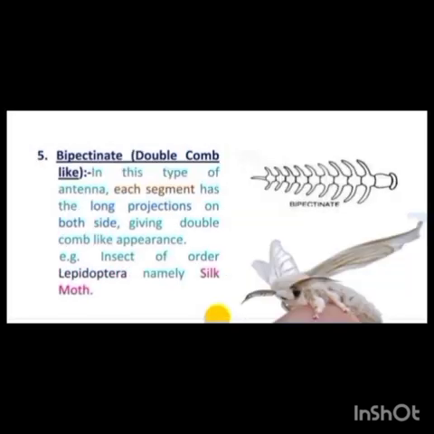5. Bipectinate, double comb-like. In this type of antenna, each segment has long projections on both sides, giving a double comb-like appearance, e.g. insect of order Lepidoptera, namely silk moth. Here is the picture of bipectinate antenna on the right side.